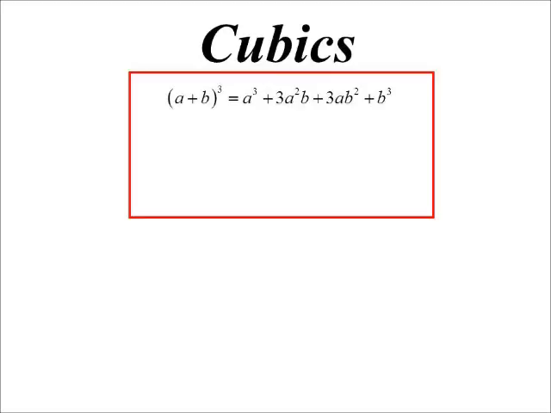If it was the power of 4, I'd have a to the power of 4, then a cubed b, then a squared b squared, then ab cubed, and then b to the power of 4. The question is, what's the coefficient going to be? And the pattern for a cubic is 1, 3, 3, 1.